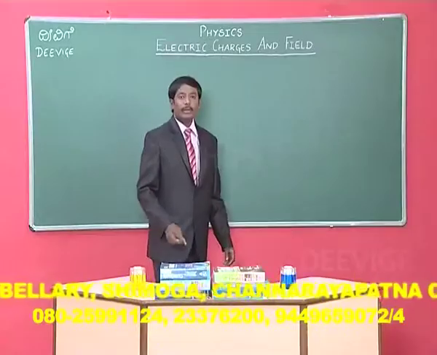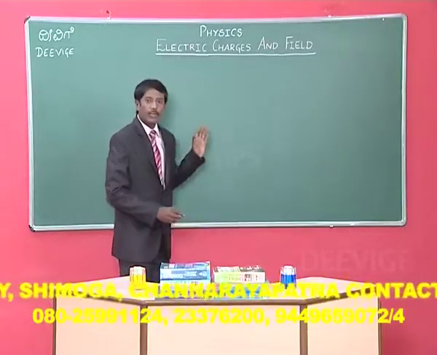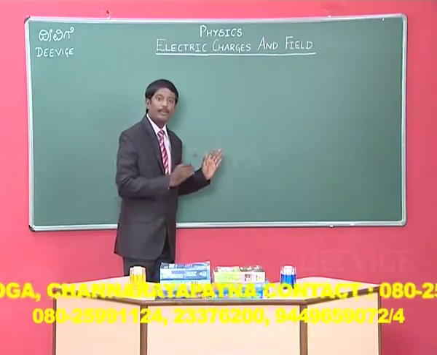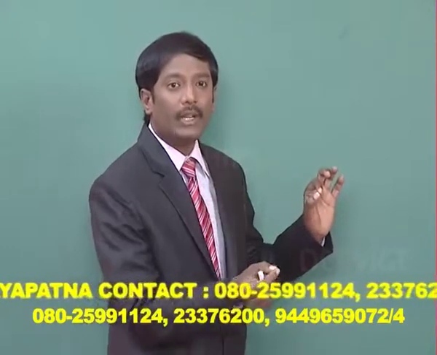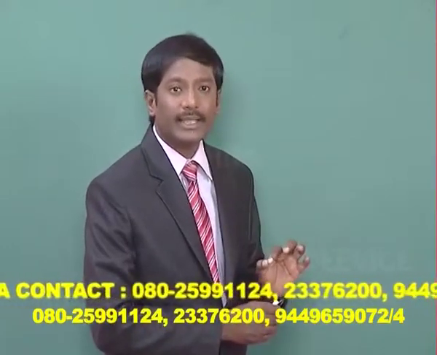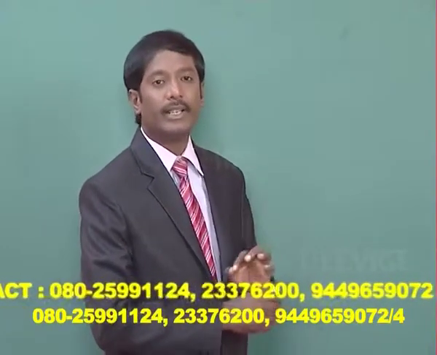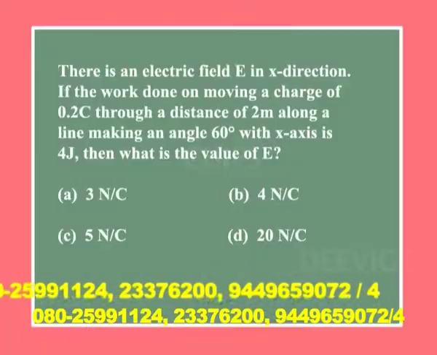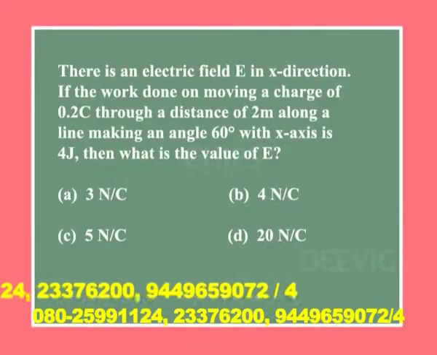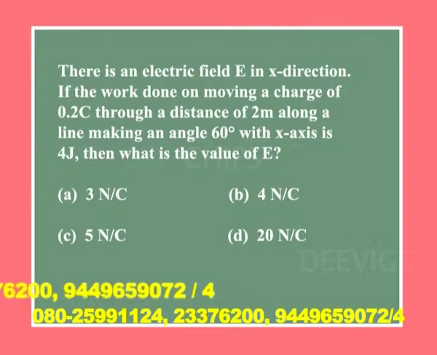In this problem, there is a certain amount of work done in moving a charge from one point to another point, moving in a direction at an angle of 60 degrees with the x-axis. In the x-axis direction the electric field is acting. The work done is given as 4 joule, and the charge is 0.2 coulomb, moving through a distance of 2 meter.